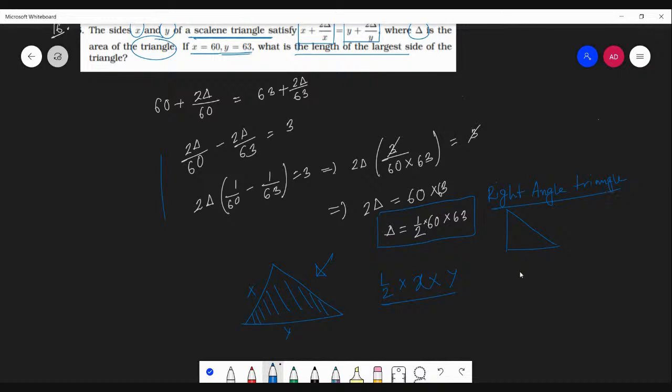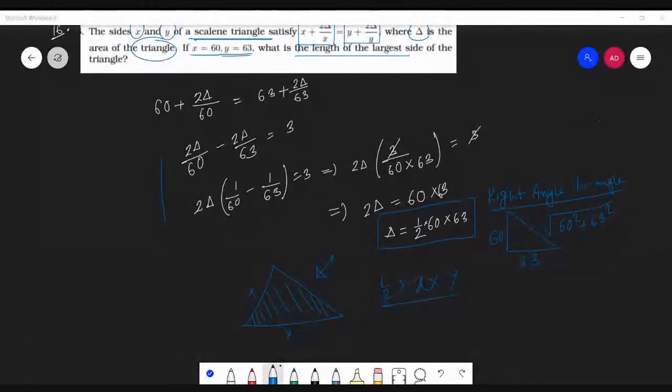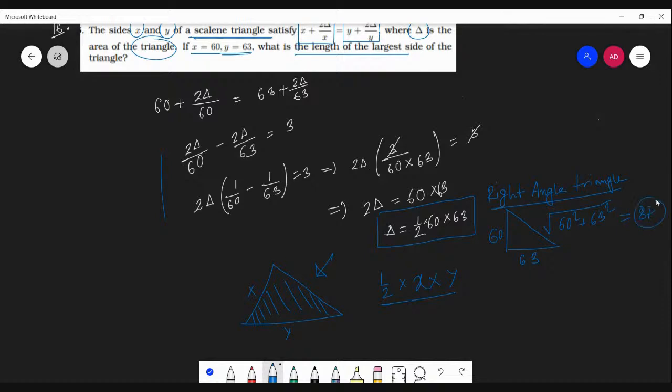If it is a right angle triangle, then we can easily find that this is 60 and this is 63, so the hypotenuse will be root over 60 squared plus 63 squared. It's a very simple problem if you realize that delta is just half the product of the sides given. If you simplify it, you get 87 as your answer. That's it.